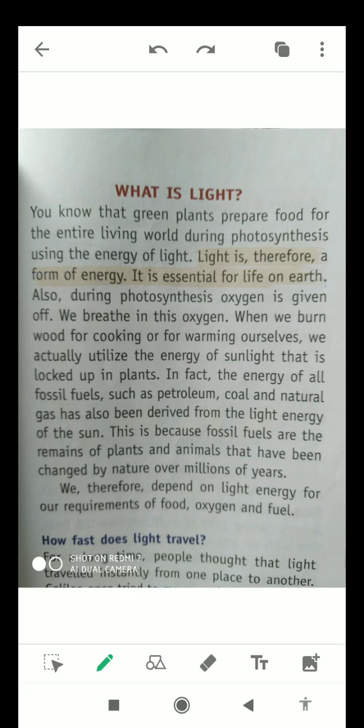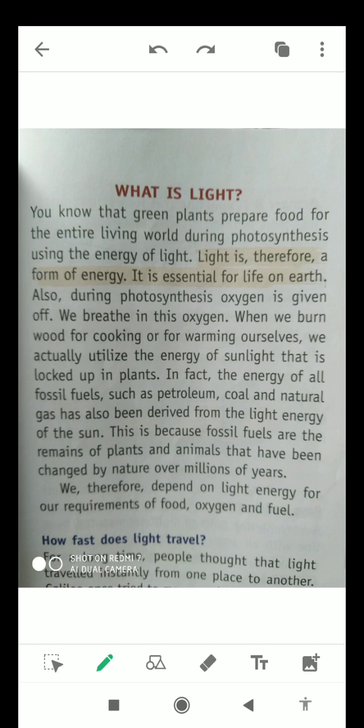As you know students, green plants can make their own food for the whole world by the process of photosynthesis using the energy of light. Okay? So light is a form of energy. It is very much essential for life on earth.